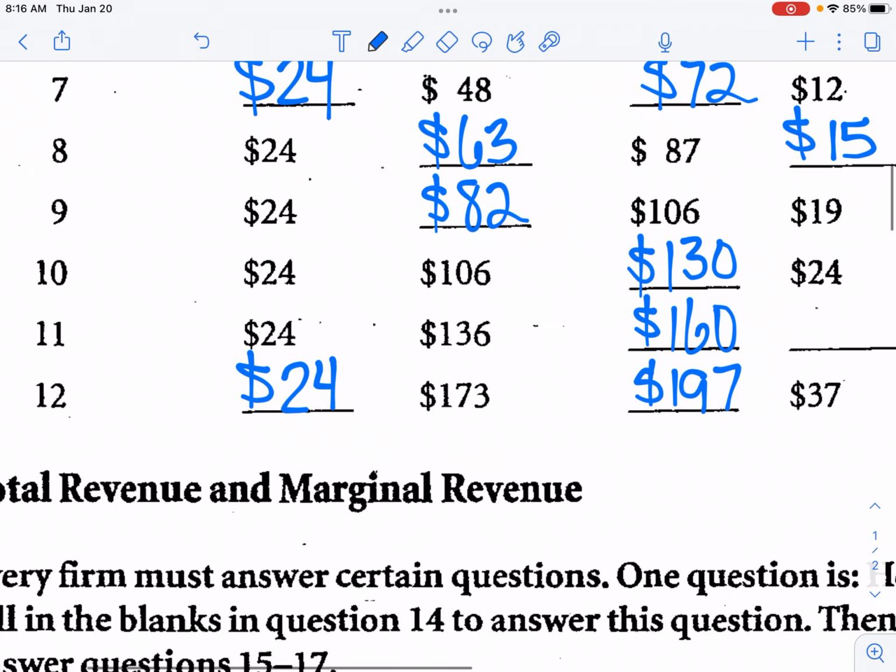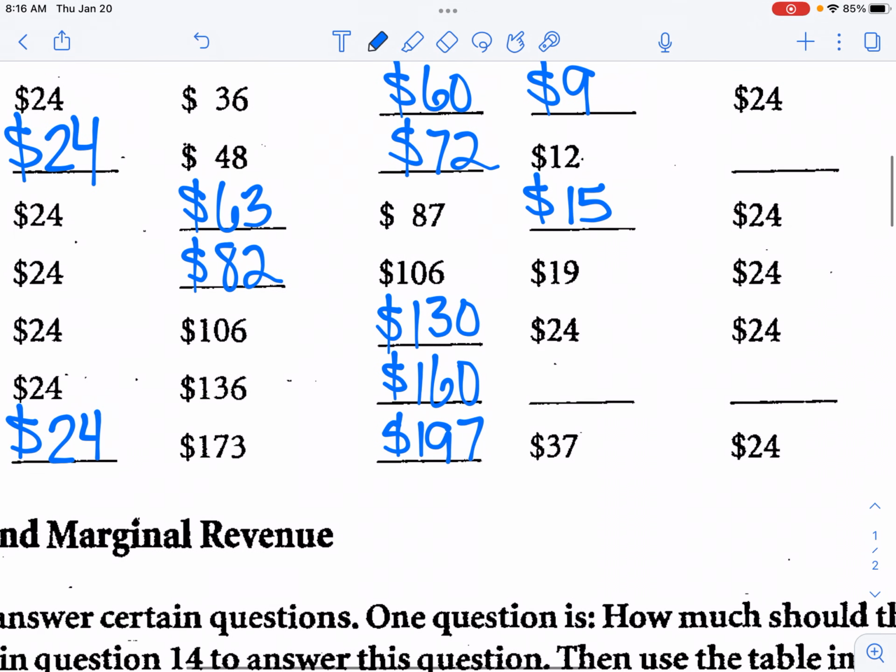Then we have to go down to the 11th row where we have 130 going to 160.